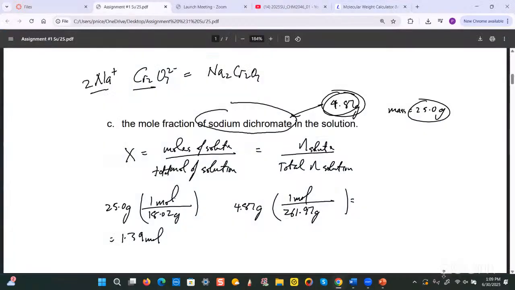All right, so let's see what that gives. So I'm going to divide 4.87 by 261.97. And according to my calculation, this works out to be equal to 0.0186 moles. All right, so basically the number of moles of solute would be 0.0186 moles.